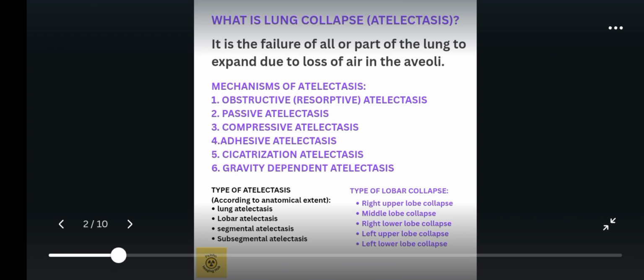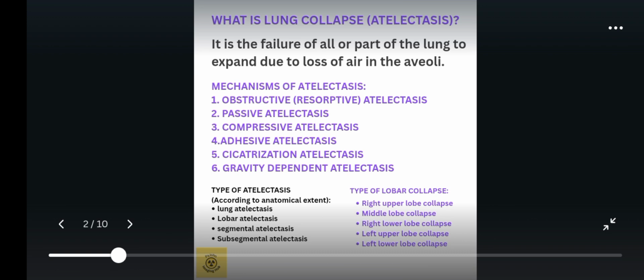Welcome back. Now, what is lung collapse, which is also known as atelectasis? Atelectasis, in most cases, is used to signify a small area of lung collapse, but it can be used synonymously with lung collapse. It means the same thing. It does not mean just a small area of lung collapse. So, lung collapse or atelectasis is the failure of all or part of the lung to expand due to loss of air in the alveoli.